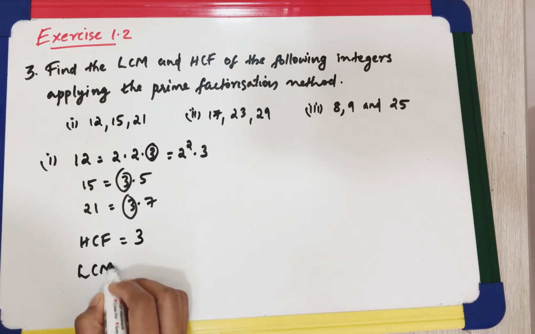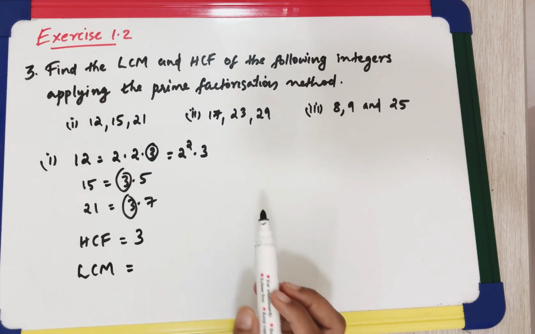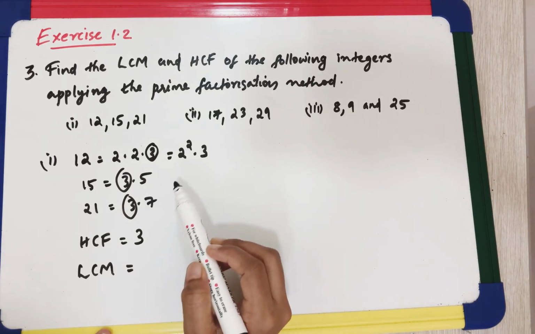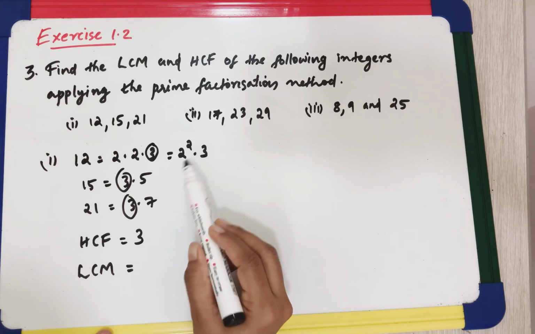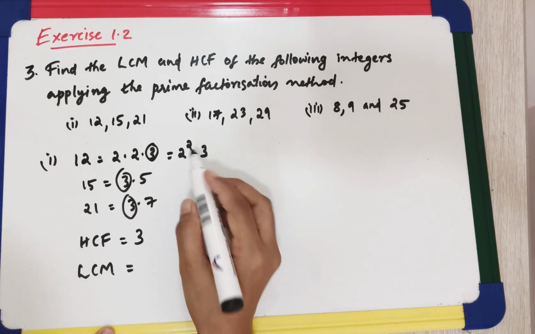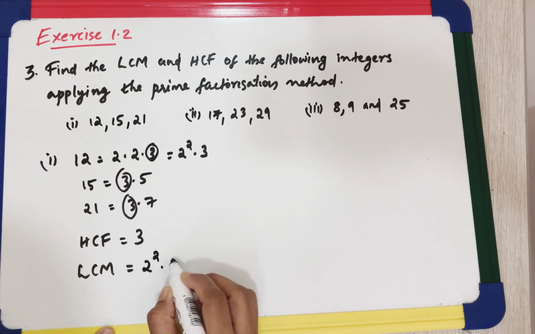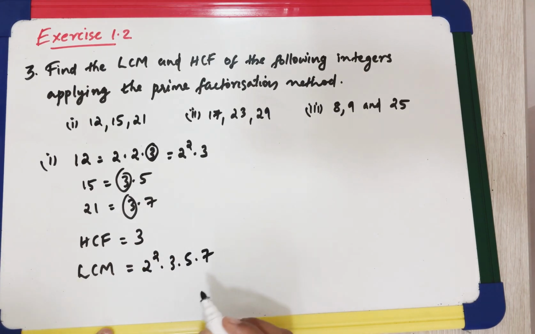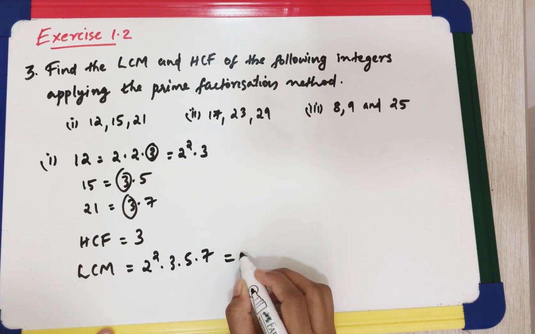And LCM, here the prime factors involved are 2, 3, 5 and 7, and LCM is the product of the greatest powers of the prime factors. Here the greatest powers are of 2 is 2 square into 3 into 5 into 7, which is equal to 420.